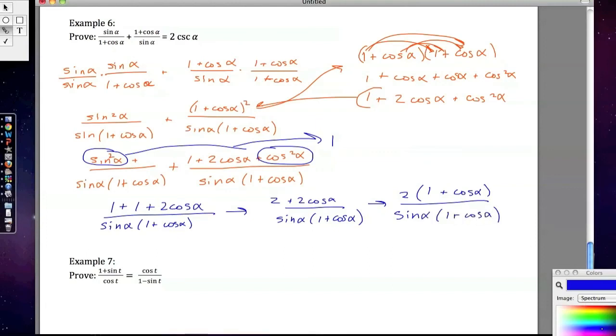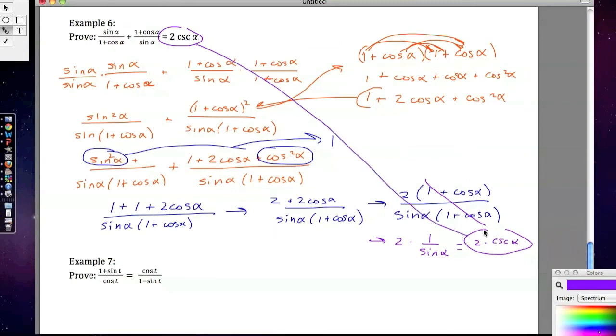Hopefully you see what's going to happen right here. So in this purpley color, I'm going to cross those out because it's the same on the top and the bottom. So what I end up with is 2 times 1 over sine of alpha, which is equal to 2 times the cosecant of alpha. I don't know if you saw what just happened right there. It's like poetry. My proof is done because it's actually equal to 2 cosecant of alpha.